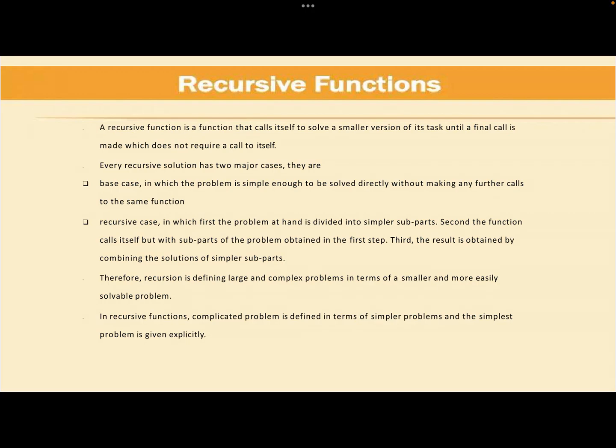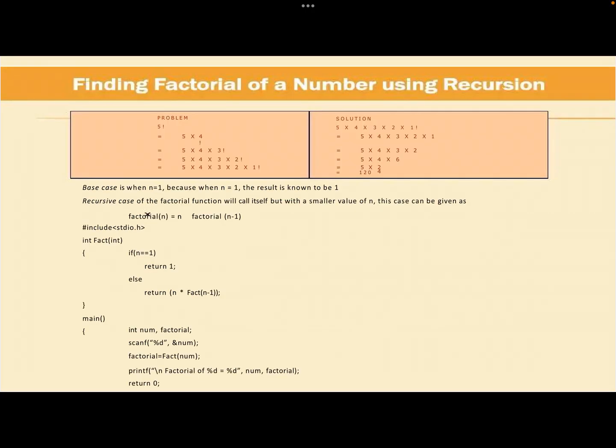Therefore recursion is defining larger and complex problems in terms of smaller and more easily solvable problems. In a recursive function, a complicated problem is defined in terms of simpler problems, and the simplest problem is given explicitly. Let us understand this with an example. Here we are considering a task where we are trying to find the factorial of a number using recursion.